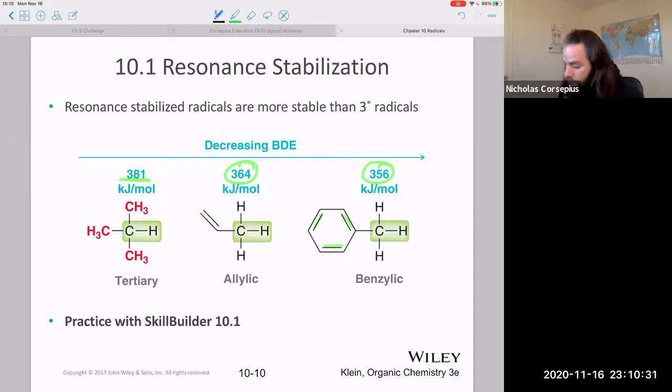So a benzylic radical would also be very stable. Notice that a benzylic radical would be on a carbon that's one removed from the ring, right? I'm not talking about something like this, although that would be kind of allylic, but nonetheless, I'm talking about it being one removed from the ring to be benzylic.